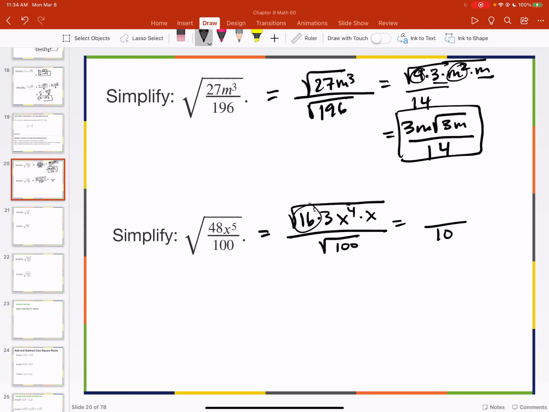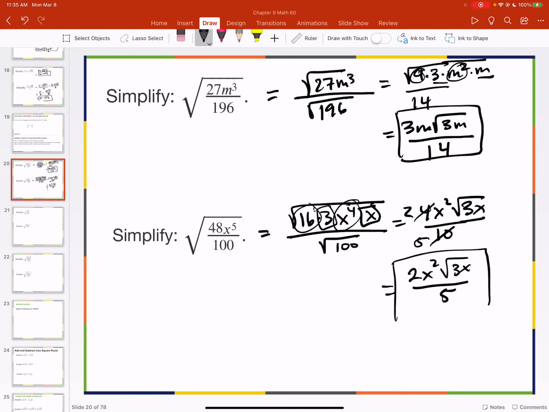But on the top, here are our perfect squares. That's going to be 4x squared on the outside of the radical. And then what's left is a 3x. Okay, so then can we reduce this? These are both even. So dividing top and bottom by 2, your final answer: 2x squared, square root of 3x, all over 5. And that's it.